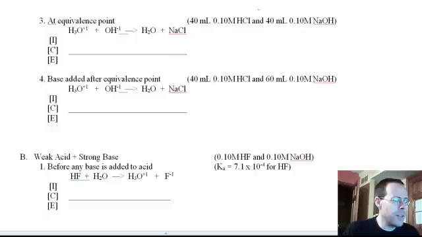So in this case, we're going to have 40 times 0.1 divided by 80. We're just really taking half of 0.1. So we really have 0.05 molar HCl, and we have 0.05 molar NaOH. Water doesn't matter, and sodium is inert again, sodium chloride.